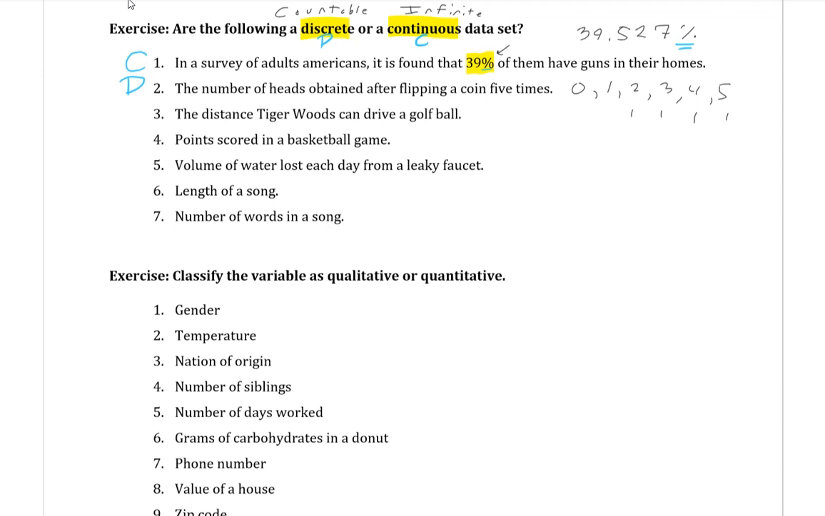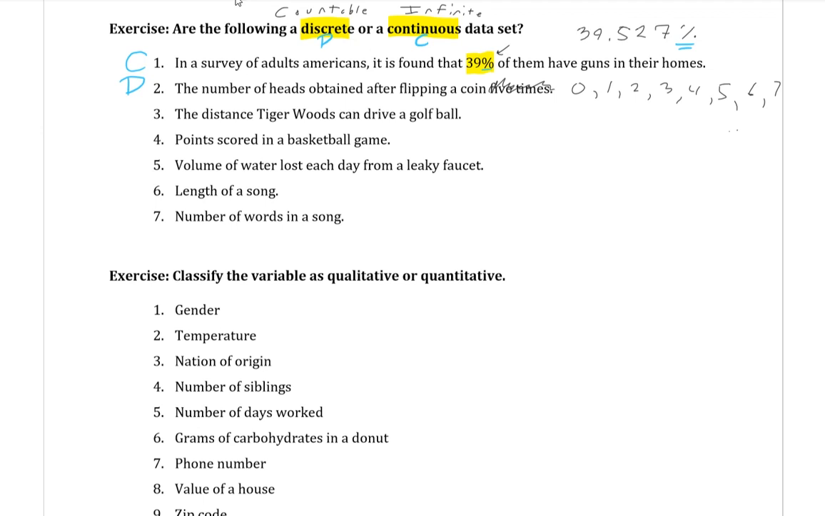Okay. Now, note that it didn't have to end at 5. Even if I said the number of heads obtained after flipping a coin and I stopped right there, I would still consider this discrete. Because the number of heads obtained, I could have 5, 6, 7, 8, 9, 10, 11. I can still count all these out logically. There's a logical process to get them all counted by just going up by 1 every time. So it would always be considered discrete.